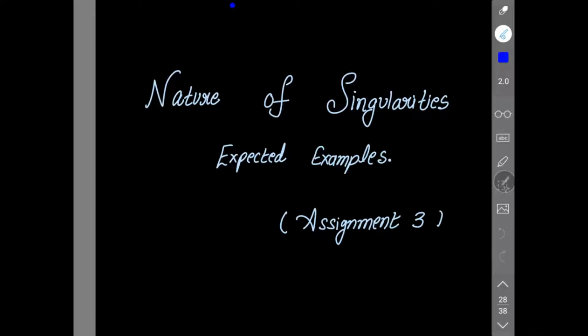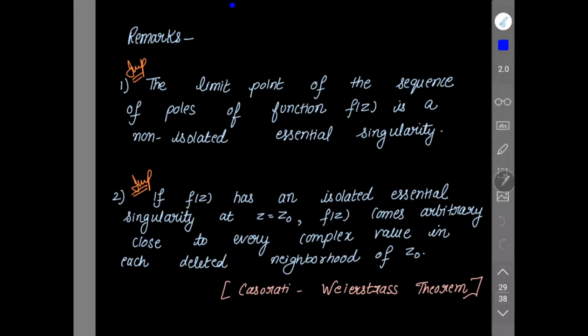So let's start with assignment 3, that is of expected examples. Very important one. Before starting the example, we have to revise some of the remarks which are very helpful in almost all the examples based on discussing the nature of the singularities.